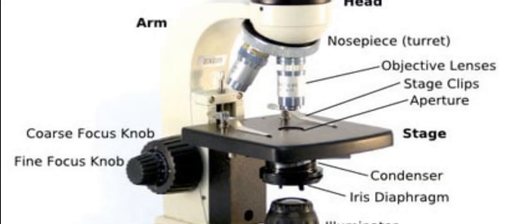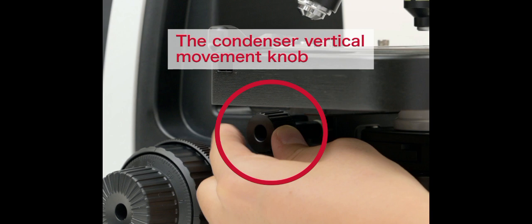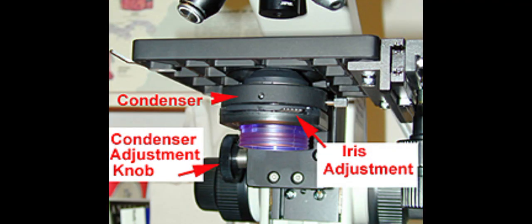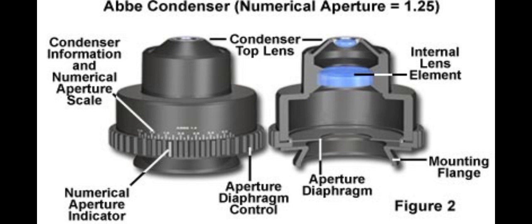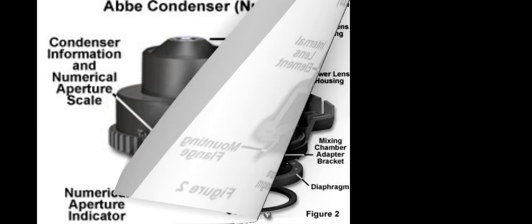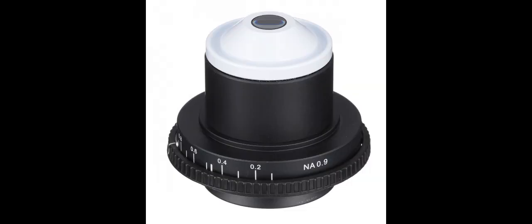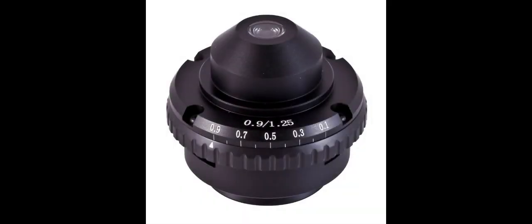Number 12. Condenser focus knob. It controls the focus of light on the specimen by raising or lowering the condenser. Number 13. Abbe condenser. It is a condenser mainly created for high-quality microscopes. It allows for extremely high magnification of over 400x.